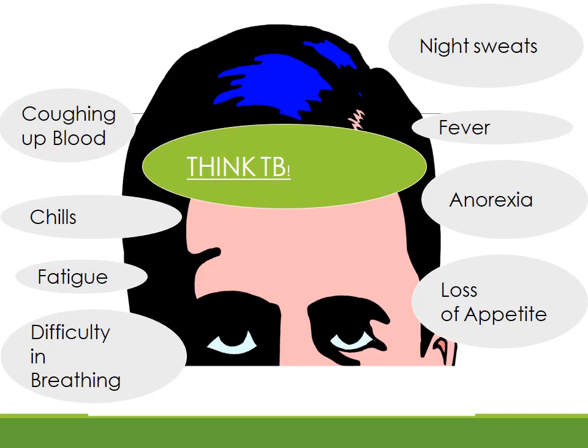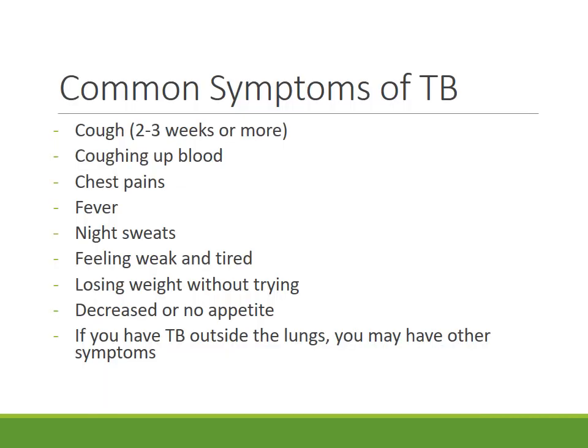When to think of TB. Think of TB if a patient presents to you with chills, fever, fatigue, difficulty in breathing, anorexia, loss of appetite, night sweats, coughing up blood. Common symptoms of TB include cough for 2 to 3 weeks or more, coughing up blood, chest pains, fever, night sweats, feeling weak and tired, losing weight without trying, decreased or no appetite. If you have TB outside the lungs, you may have other symptoms.